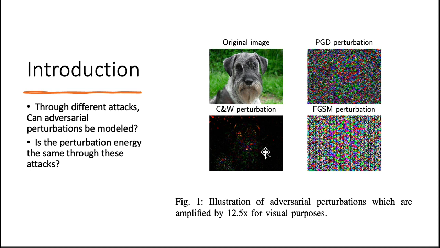So could they be modeled in a domain other than the spatial domain? And also, is the perturbation energy of this image the same as the perturbation energy of this image? Because as you see here, the CW attack has less energy than the other kinds of attacks. So in our paper we're going to answer these main questions.